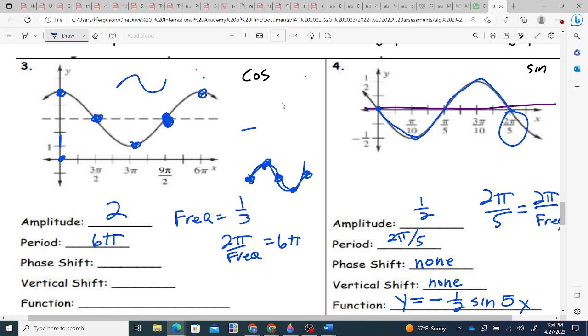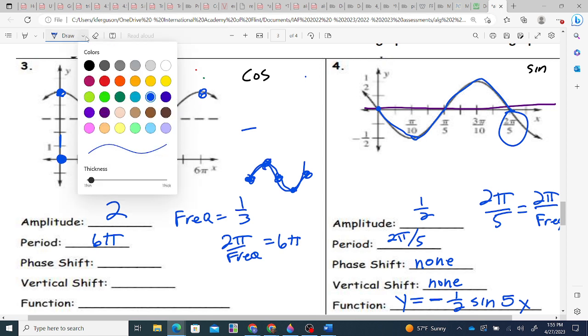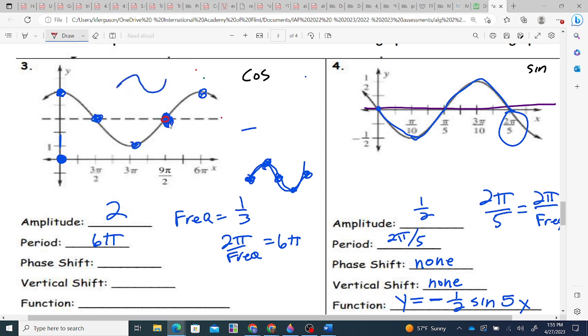Now let's look at where the phase shift and the vertical shift is. My graph is supposed to start right here, and it started right here. So phase shift is how much to the left or right it moved. So if it's here, how much to the right did it move? It moved 9 pi over 2. So the phase shift is 9 pi over 2. And then I go for the vertical shift. If this is where my graph was supposed to start, and it's technically starting right there, 1, 2, 3.